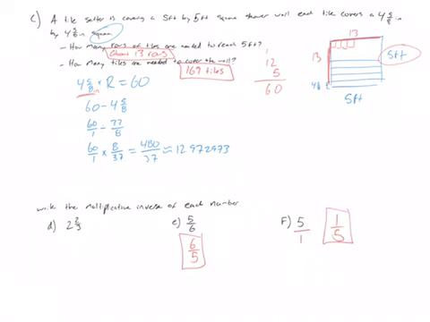D is actually a little bit trickier because we have to first convert that into a fraction and then find the reciprocal. So 3 times 2 is 6, plus 2 is going to be 8 over 3. So this is equal to 8 over 3. So the reciprocal of 8 over 3 is going to be 3/8.